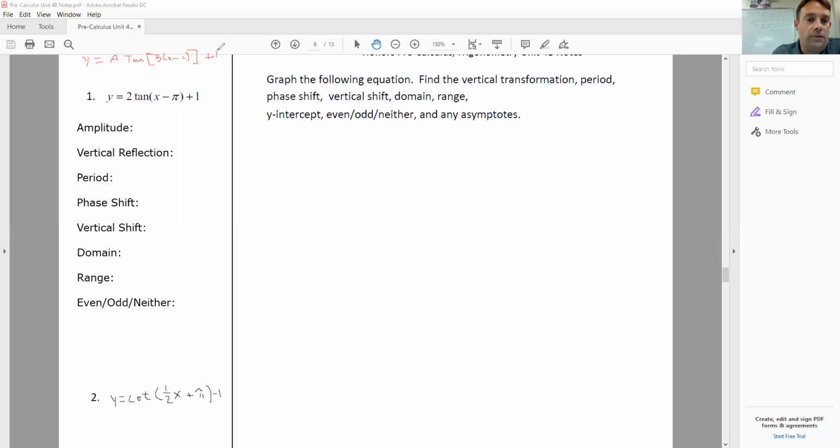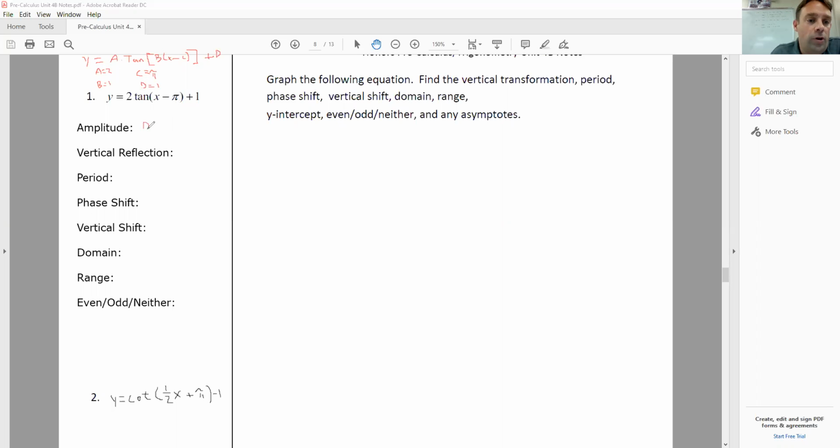So I don't have a b value on this first one, which is kind of nice. So I have a, which is 2, b, which is 1, c, which is pi, and d, which is 1. So again, I can deal with a lot of stuff just by this right here.